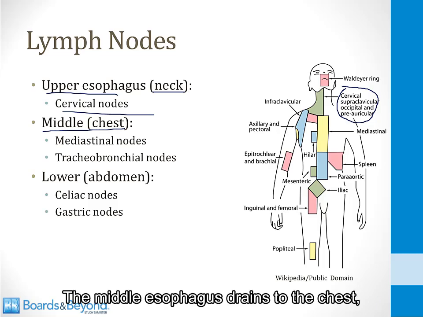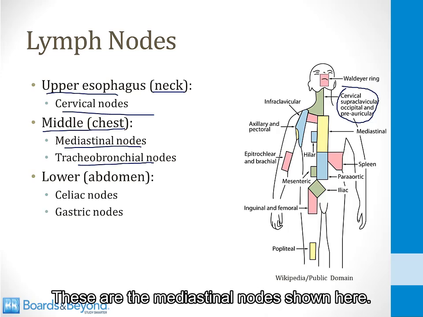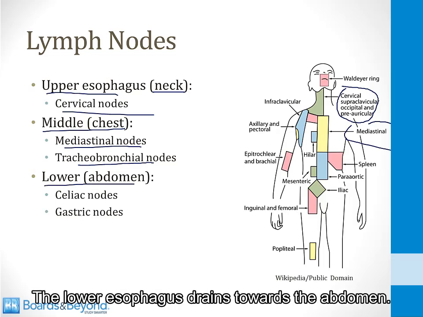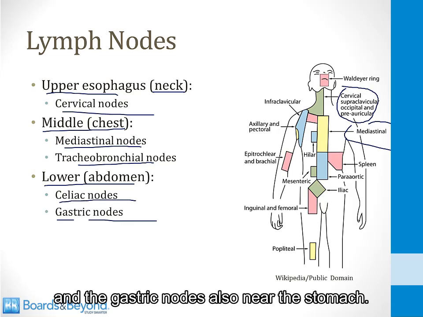The middle esophagus drains to the chest. It drains to the mediastinal nodes and the tracheobronchial nodes. These are the mediastinal nodes shown here. The tracheobronchial nodes are not shown in this picture. The lower esophagus drains towards the abdomen. That's easy to remember because it's close to the abdomen. So it drains to the celiac nodes near the stomach and the gastric nodes also near the stomach.